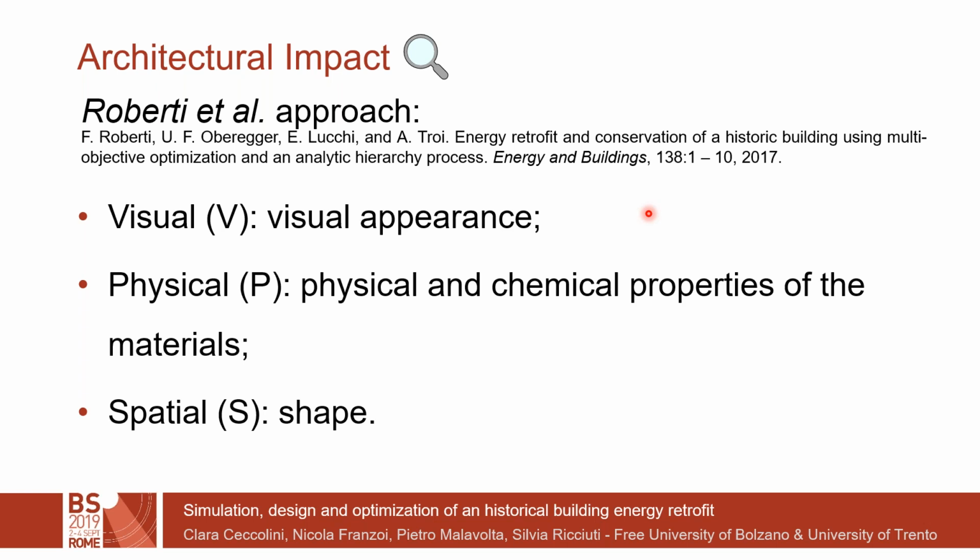Specifically, the evaluation is based on 3 aspects of the building component that should be safeguarded: visual, physical, and spatial. The heritage experts were asked to grade the relative importance of preserving these 3 aspects for a generic historical building. The marks were then converted into conservation weights by means of an analytic hierarchic process.